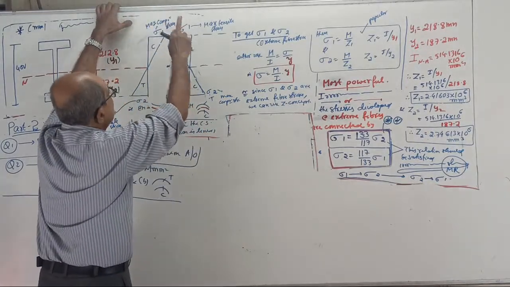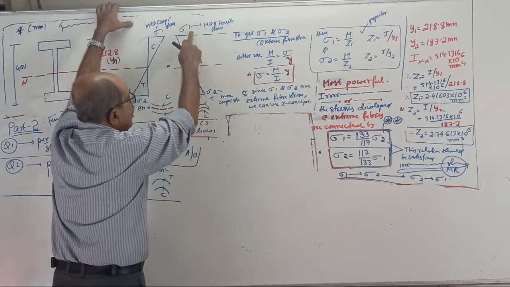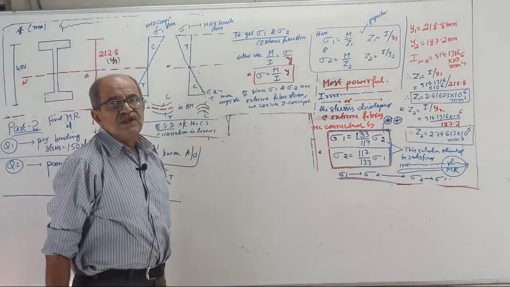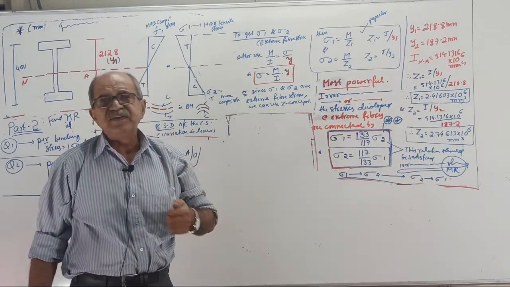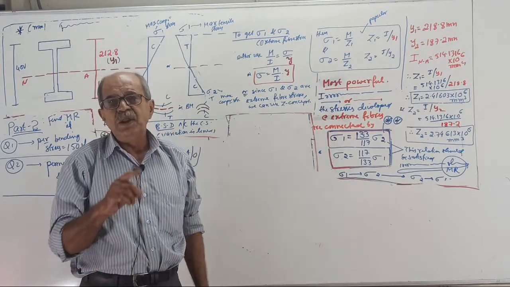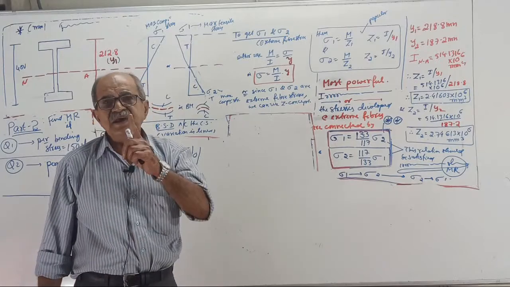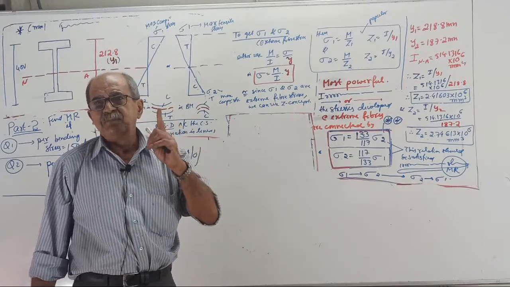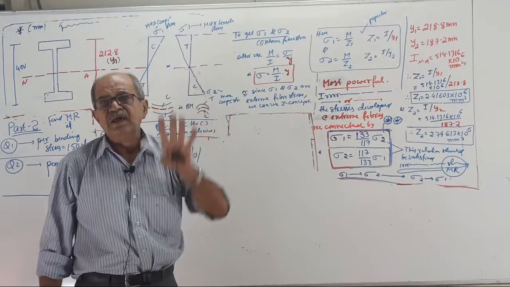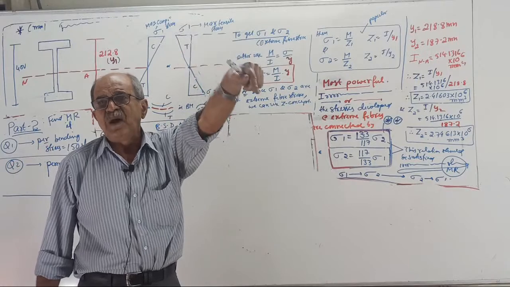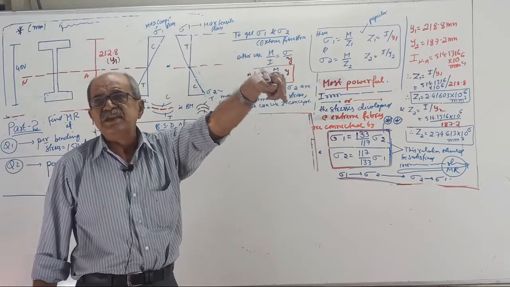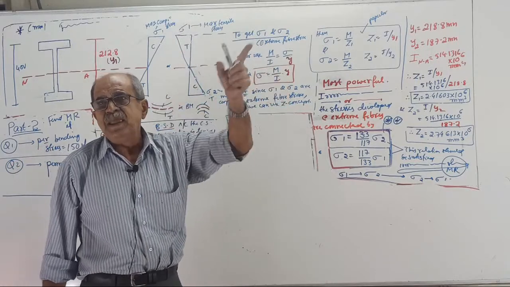Now, sigma 1 and sigma 2 both are to be controlled. When you find MR, what does it mean? It is the maximum BM the cross section can resist. So when you write MR, it is understood that if you apply a bending moment equal to MR, the section is safe, but that is the last stage of being safe. A little more BM is unsafe.